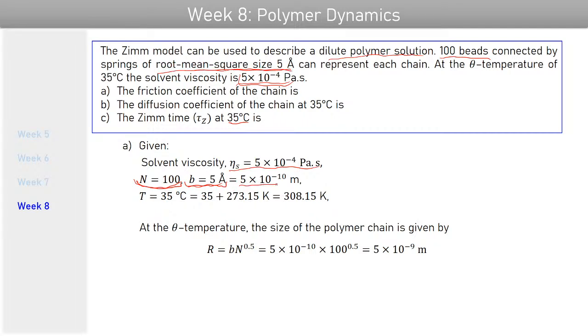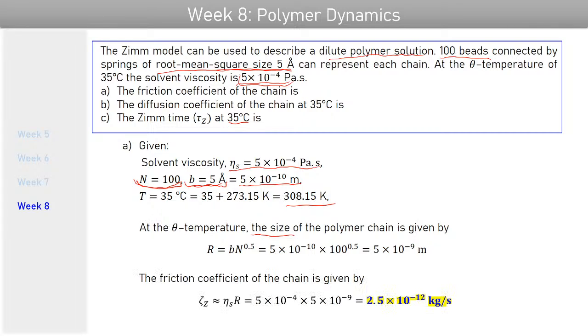So that we'll express in meters, the SI unit, and temperature in Kelvin. And then at the theta temperature, it's known that the size of the polymer chain is given by the Kuhn length times the square root of the number of Kuhn monomers. This comes from the fact that at a theta temperature, the polymer chain behaves like an ideal chain.